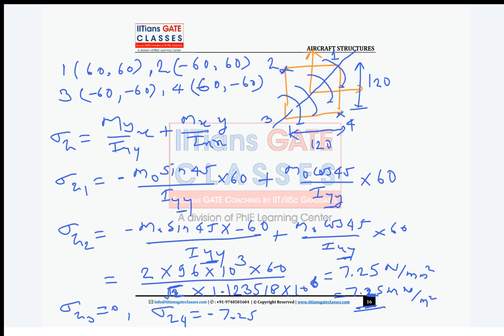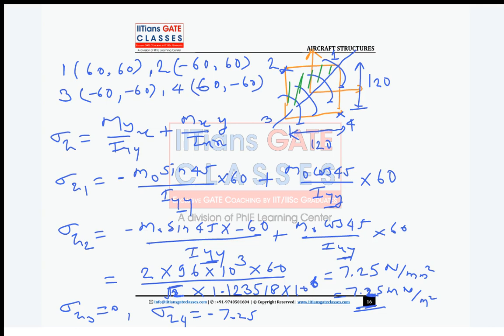You guys are understanding? At 45 degree, it is getting bended. So all the fibers which are lying here are in what? Tension, right? And the bottom fibers are in what? Compression. Above neutral axis, tension. Below neutral axis, compression.